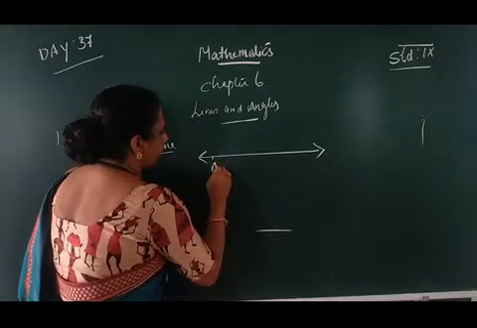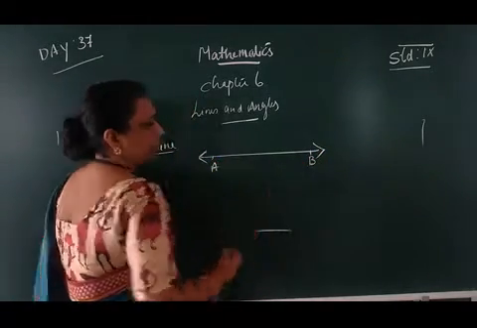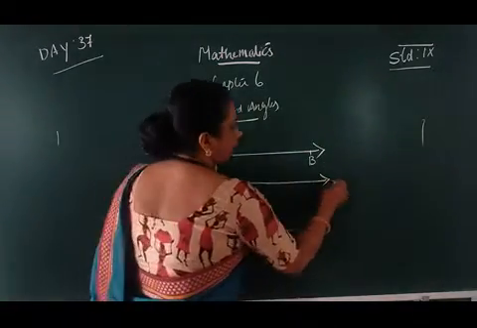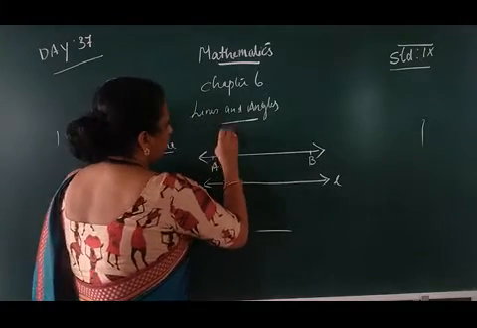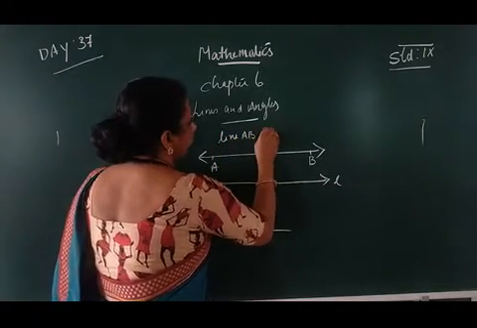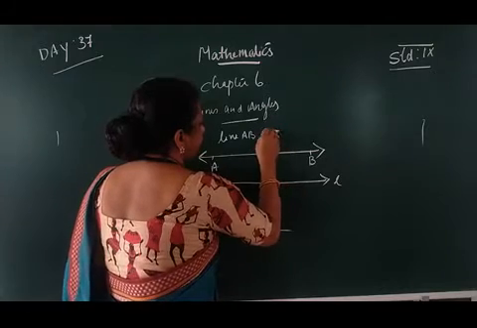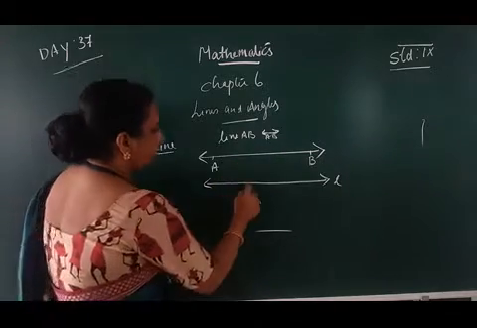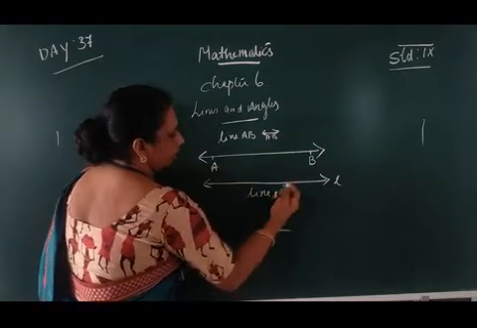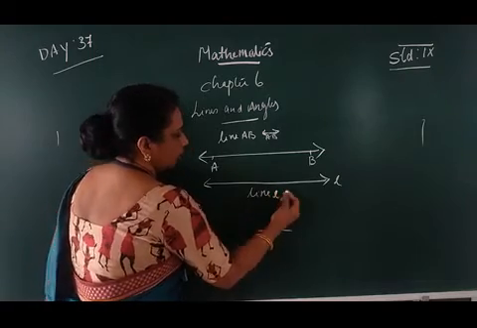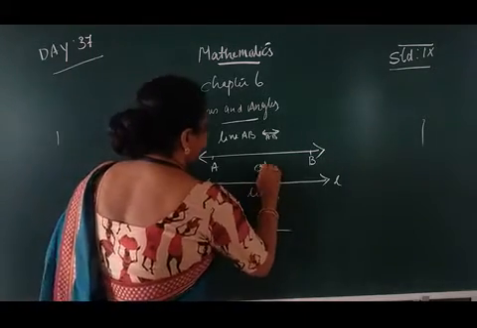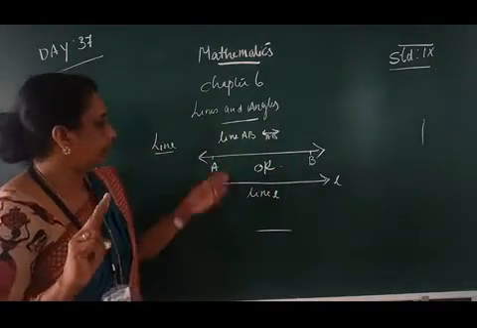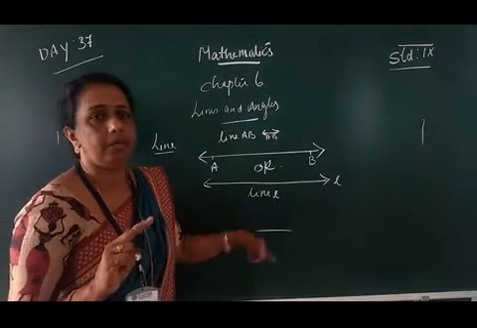A line is represented by using two capital letters, or we can represent a line by using a small letter. This we have to read as line AB. It is symbolized by a line segment with arrows on both sides. This is read as line AB. This also we have to read as line L. If one small letter is used, we can represent a line. So we use two capital letters or a small letter to represent a line.